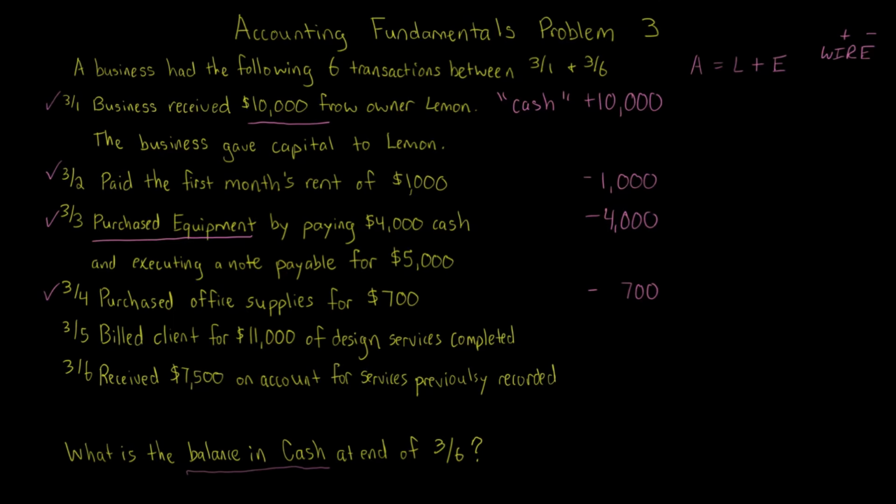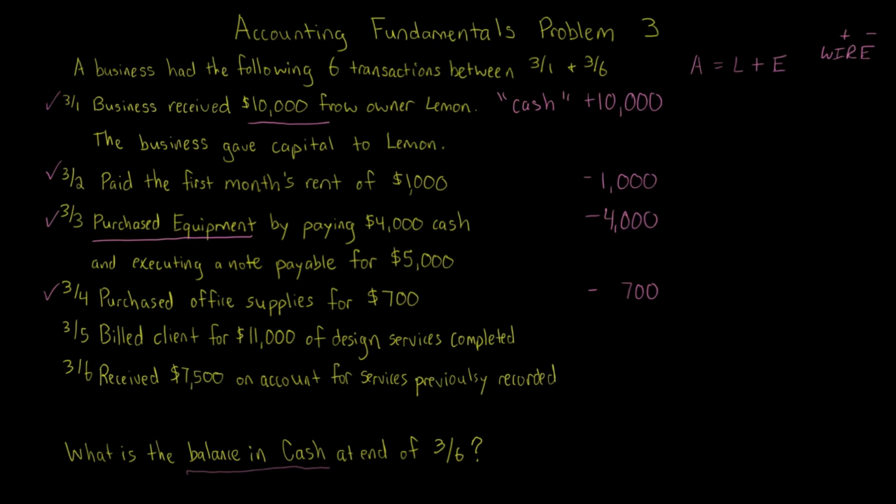March 5th, bill client for $11,000 of design services completed. So does this transaction have any effect on cash? Well, let's think about it. What assets go up here? Accounts receivable. We're not receiving any money. We're just billing the client. We're saying, hey, client, you owe us money in the future. Accounts receivable is recorded, goes up by $11,000.